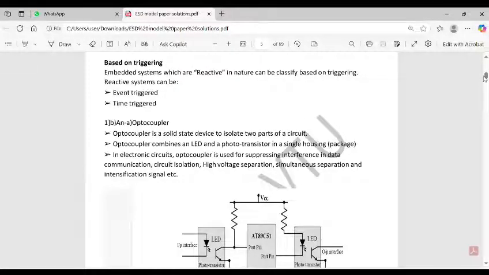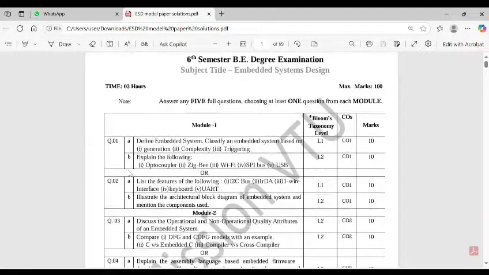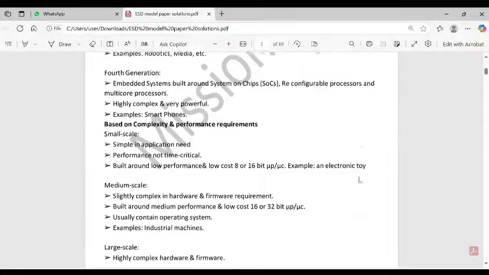The next one is 1B. So here is the 1B question. Explain the following: optocouplers, ZigBee, Wi-Fi, SPI bus and the USB.